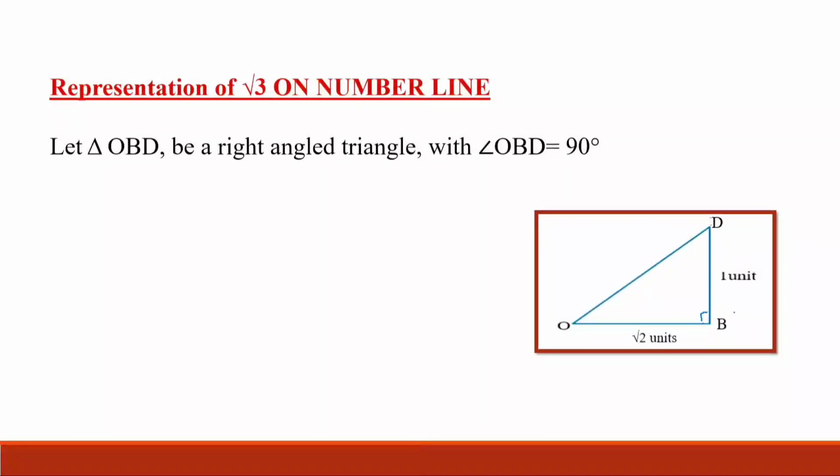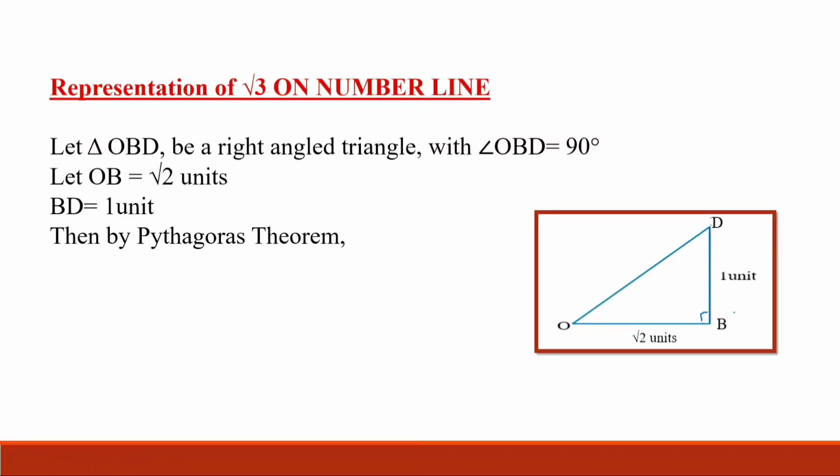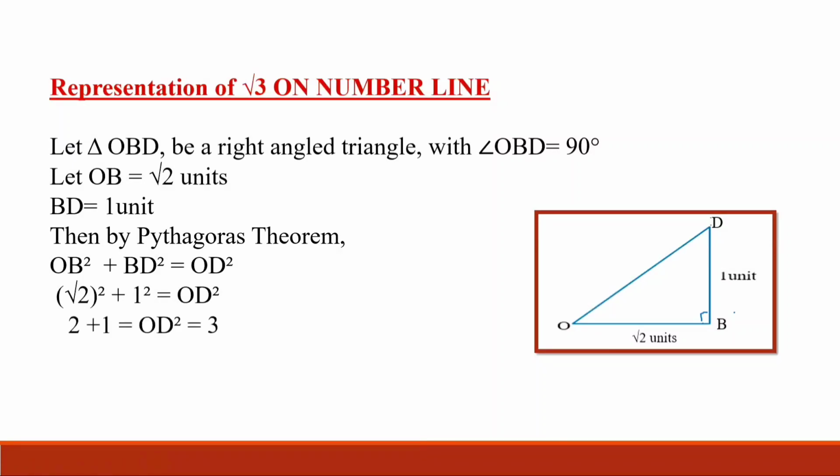You can see that. So using that root 2, I'll be taking that length as the base and the perpendicular, if I take to be as 1 unit, then the hypotenuse, let us see how much do we get. If this is a right angle triangle and OB is root 2 units and BD is 1 unit, then by the Pythagoras theorem, will we not get OB square plus BD square is equal to OD square? So OB being root 2, BD being 1, I'll get root 2 square plus 1 square is equal to OD square. Root 2 square means 2. 2 plus 1 is equal to OD square. That will be equal to how much?